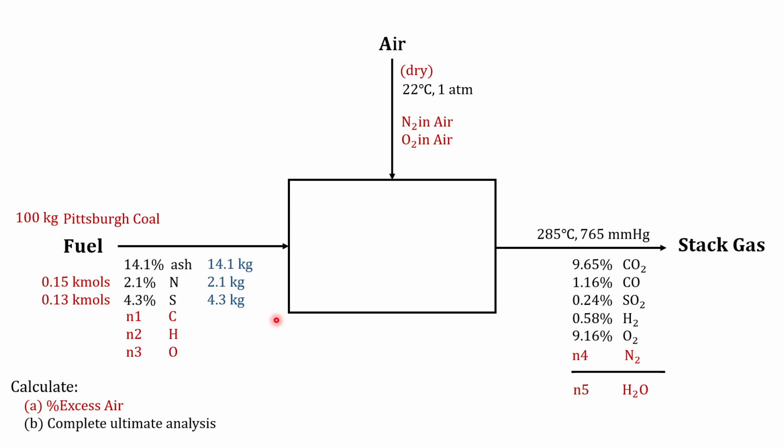We then convert the mass to moles using each of the elements' atomic weight to obtain the kmoles of N and S in the fuel. Now, let's look at the composition of the DSG. Since we only have N4 as the unknown, we can obtain it by difference, giving us 79.21% nitrogen.